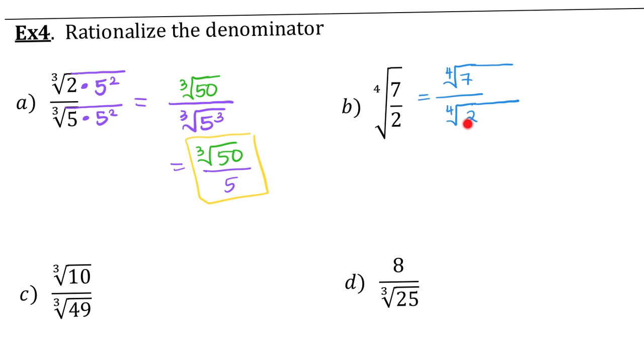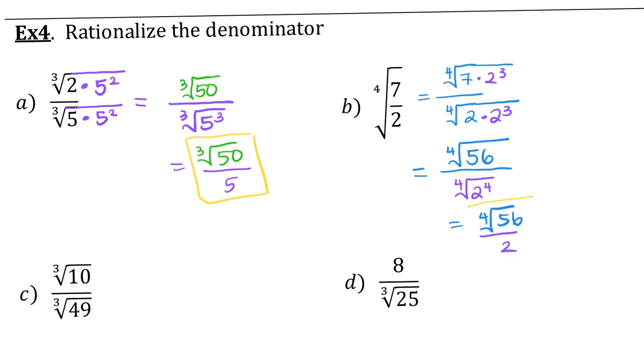Since this is the fourth root, I want this to be 2 to the fourth. How many more 2's do I need? I need 3 more, so I'm going to times by 2 to the third. Whatever I do at the bottom, I have to do to the top to match it. Now on the bottom, I have the fourth root of 2 to the fourth. On the top, I have the fourth root of 7 times, what's 2 to the third? 8. 7 times 8, I got 56. The fourth root of 2 to the fourth is 2. And then this is a better answer because there's no radical at the bottom.